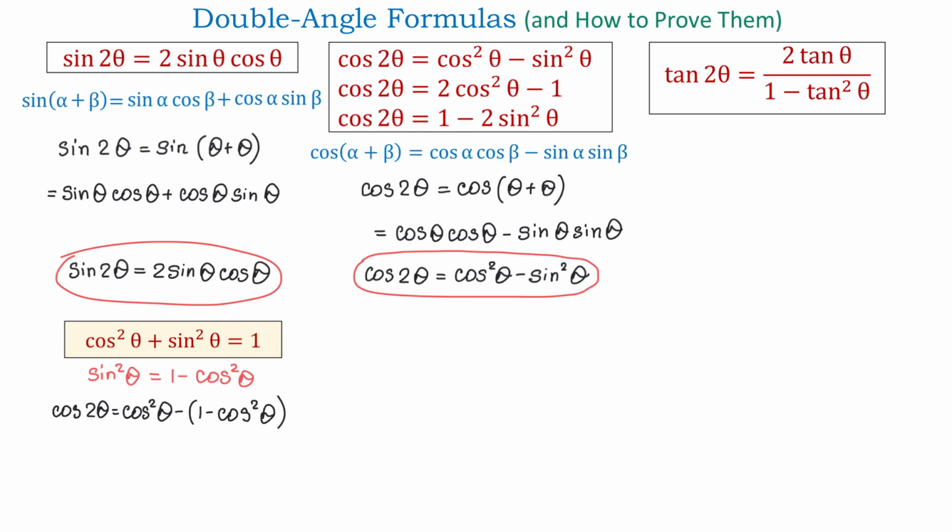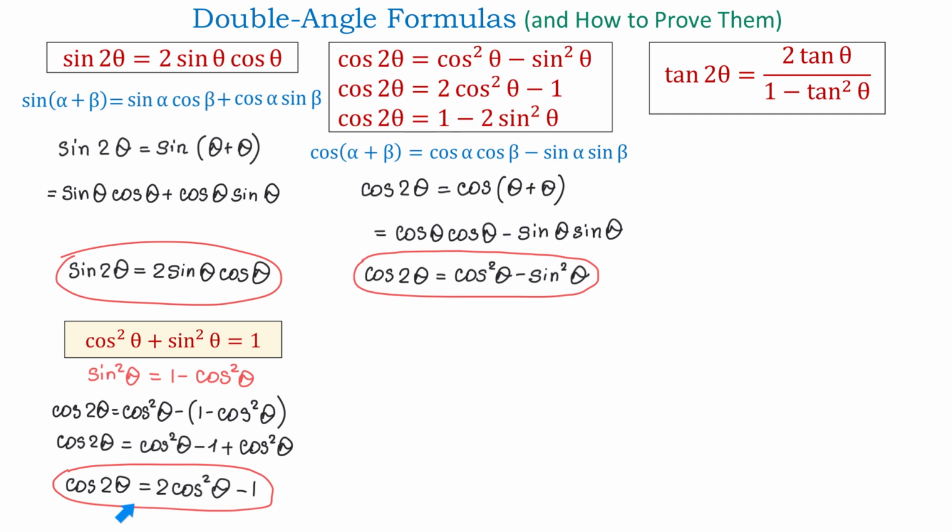Then if we remove the parenthesis, we will have cosine of 2 theta equals cosine squared of theta minus 1 and plus cosine squared of theta. Then cosine squared of theta plus another cosine squared of theta is 2 cosine squared of theta. Then we will write that cosine of 2 theta equals 2 cosine squared of theta minus 1. And this is the second form of the double angle formula for cosine.